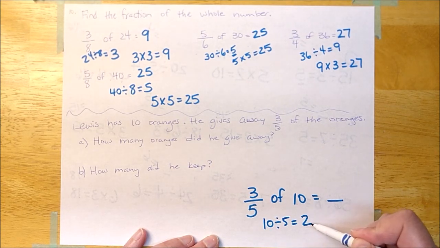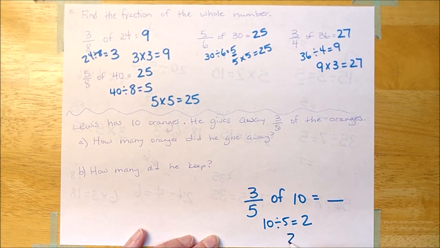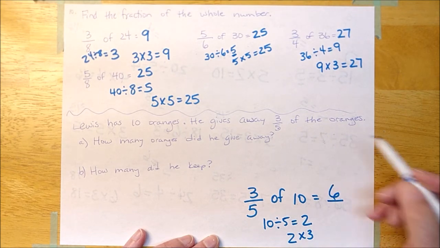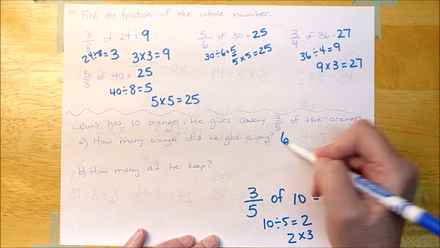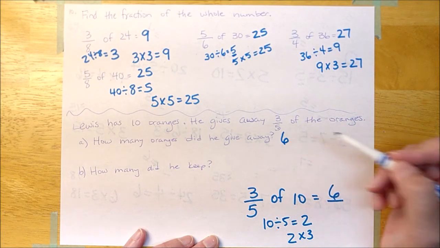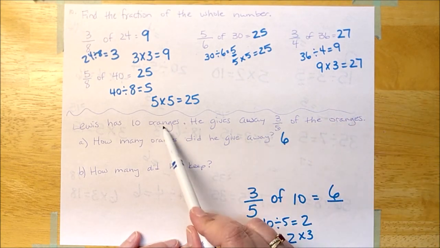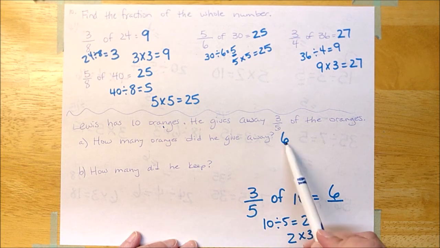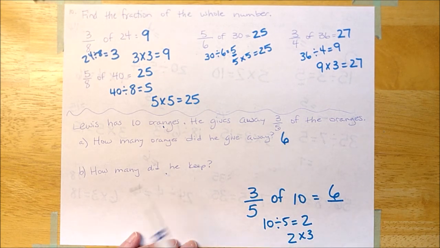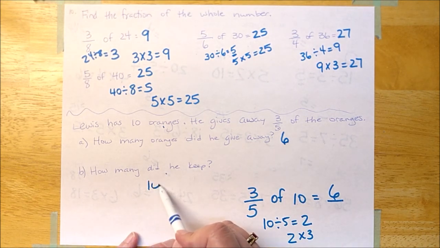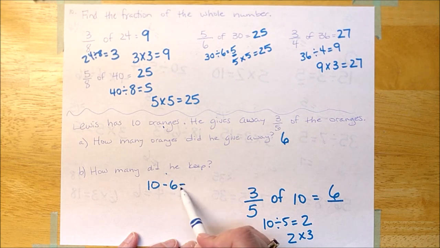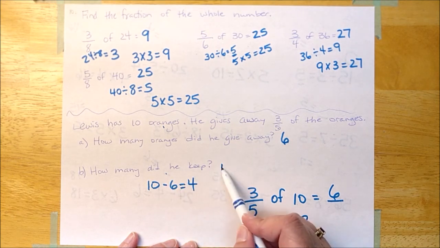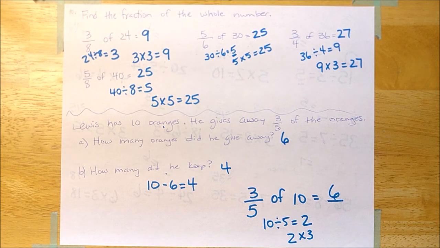So each group is going to have 2 in it. So I have 2 in each group times 3. So he gives away 6 of his oranges, sorry, they're not gumballs anymore. So he had 10 oranges altogether. He gave away 6. How many does he have left? 10 take away 6 equals 4. He has kept 4 of his oranges.